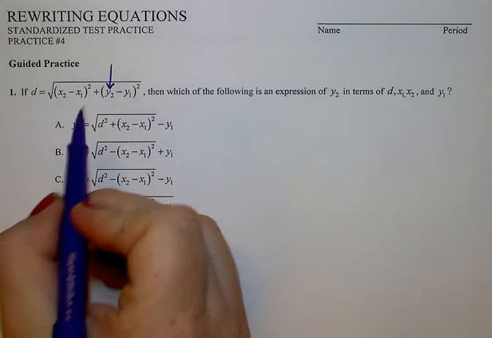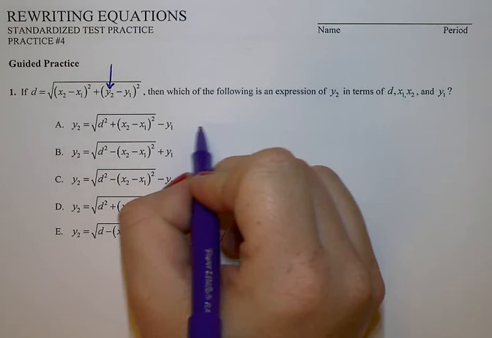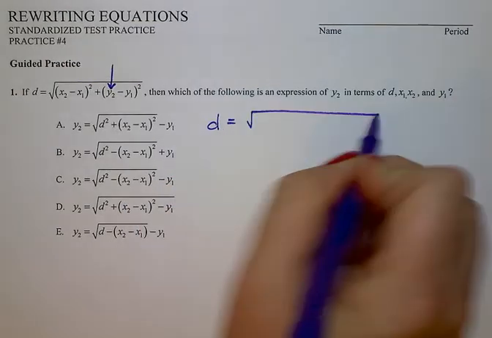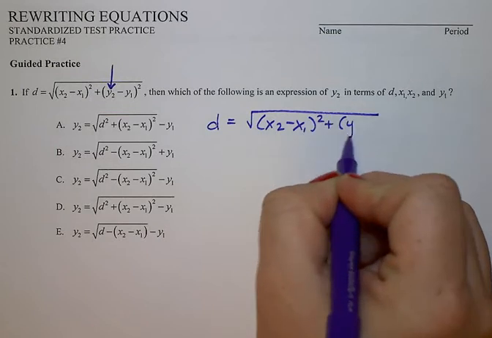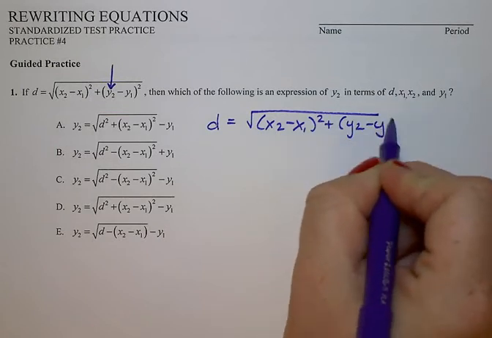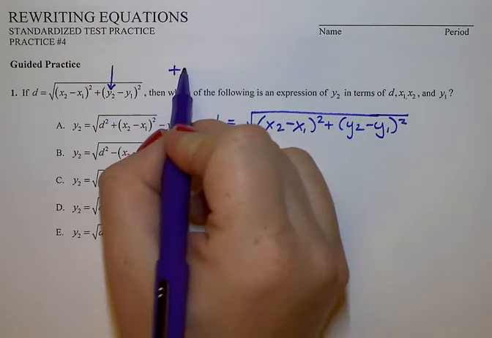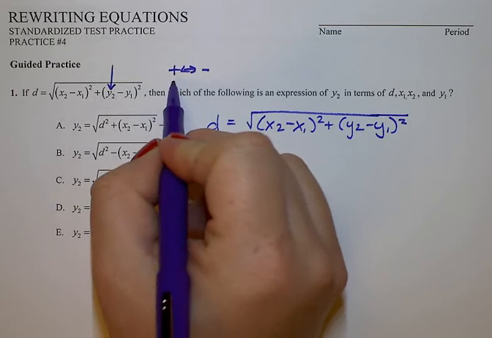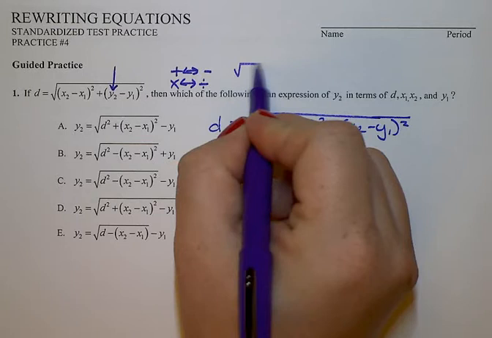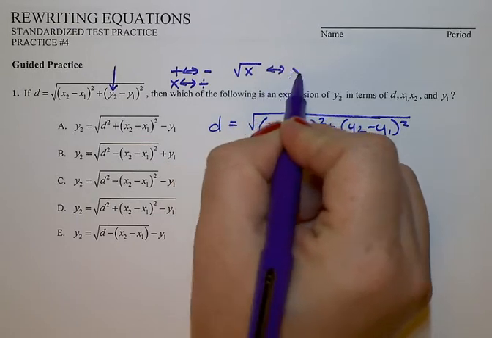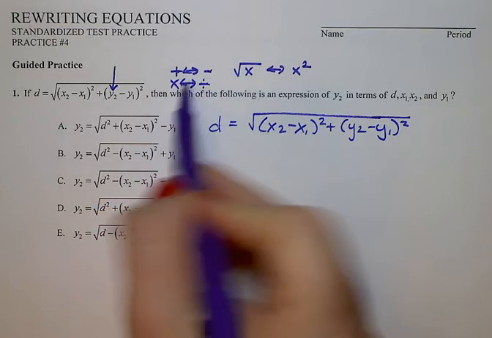Think of this as getting rid of all of the outside, so you'll be left with only y sub 2 on one side of the equation. As a reminder, when I say inverse operations, the opposite of adding is subtracting. Opposite of multiplying is dividing. And opposite of taking the square root of something is squaring. So these operations will cancel one another out.